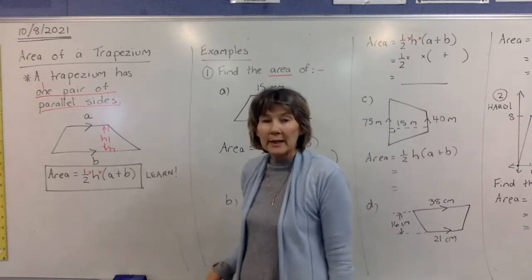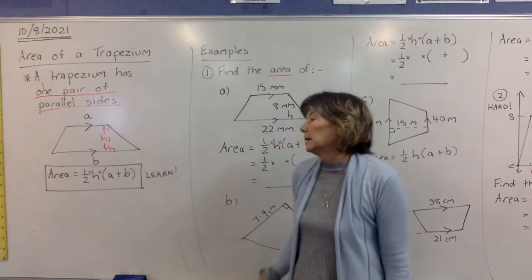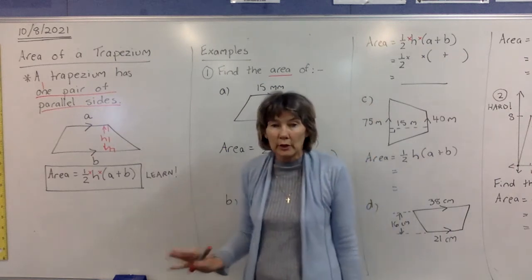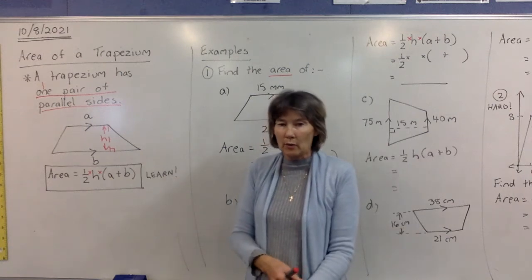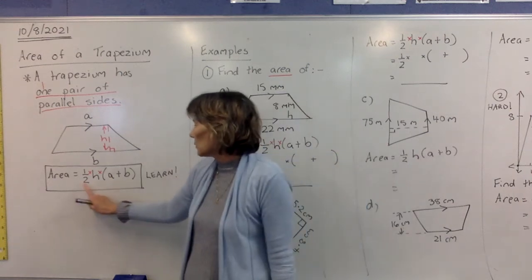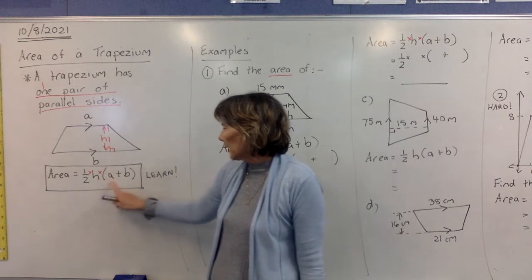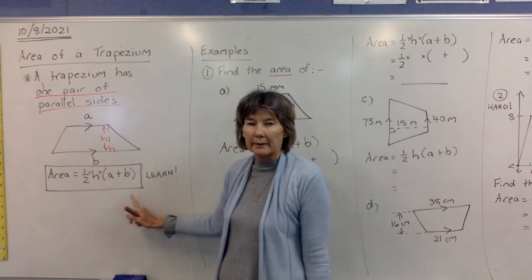Now the formula for the area of a trapezium is a tricky one. It does take a little bit of time for you to learn this, but this is the formula. You've got to try and learn this formula. So it's area equals a half h bracket a plus b bracket.